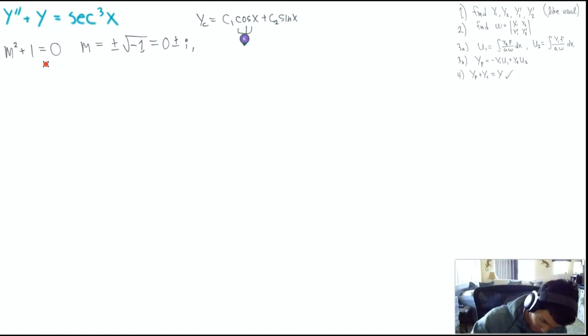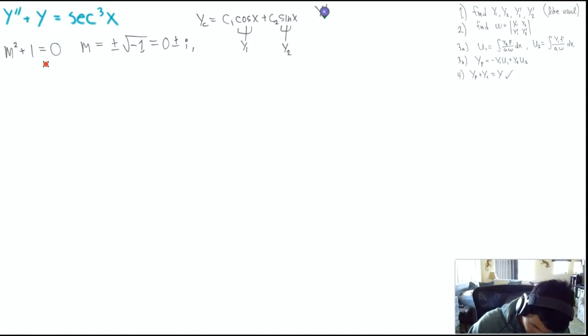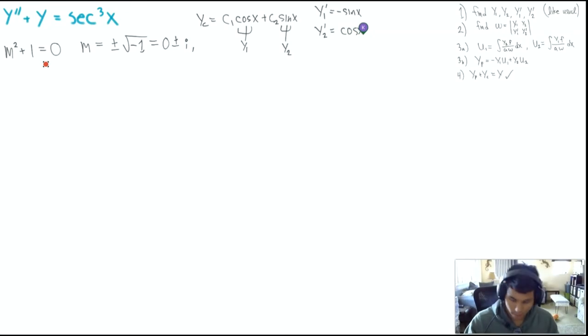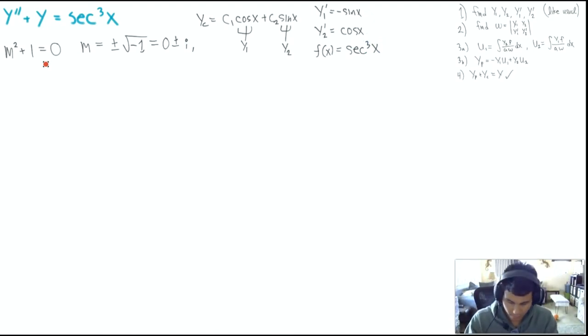However, this is y1, and this is y2. Okay, so now let's compute y1 prime. Well, that is negative sine x. What's y prime 2? That is just cosine x. And let's just write down what f of x is equal to. Well, that is secant cubed. Okay. So now we can find our Wronskian.